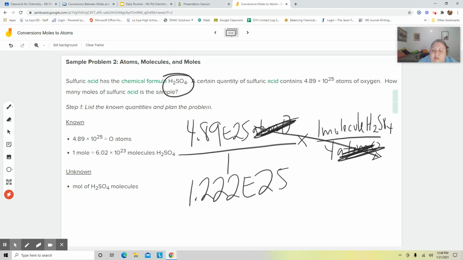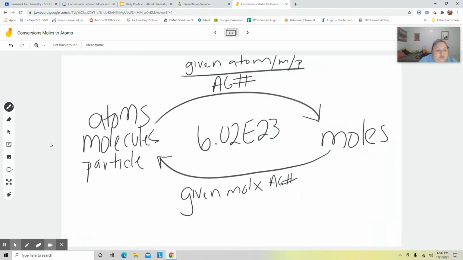Okay? So now we're in, oops, I need my marker. Now we're in molecules of H2SO4. Now that I'm in molecules, I can change molecules to moles, right? Using the diagram, what am I going to do if I have molecules and I want to change it to moles?